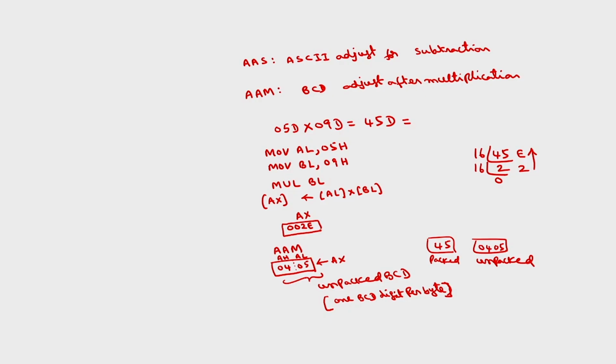One BCD digit per byte. This is one byte, this is another byte. So, if you have one BCD digit per byte, this is called unpacked. So, this AAM instruction will give the unpacked BCD result of the multiplication of the given two numbers. So, this will be the result in AX after this multiplication. This is also called BCD adjust after multiplication. This is exactly similar to DAA, DAS. To get the decimal addition value we use DAA, to get the decimal subtraction value we use DAS, and AAM for getting the BCD multiplication value.